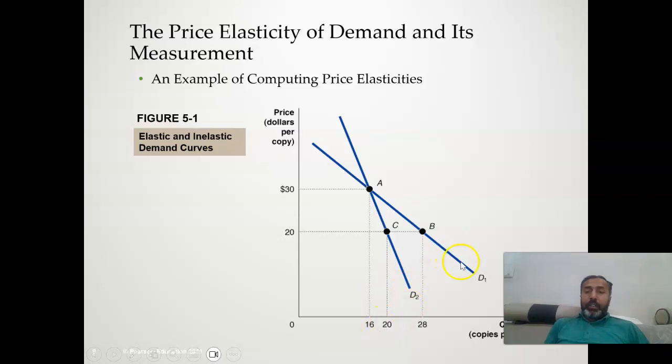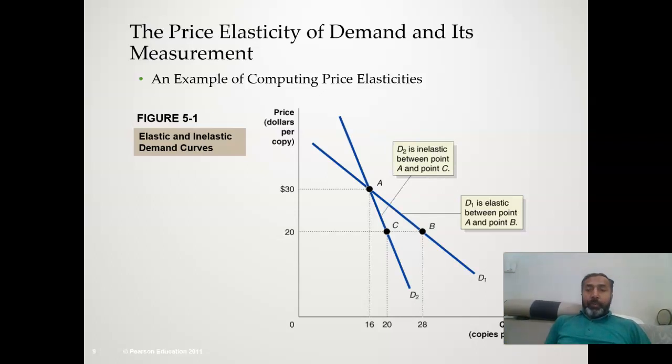For example, in D2, Q2 is 28, Q1 is 16, difference is 12. So 12 is bigger than the difference between 16 and 20, which is just 4. So D1 will be more elastic than D2. Thus, here we conclude that flatter curves will always be more elastic than steeper curves, because D1 is flatter than D2 and D2 is steeper than D1.